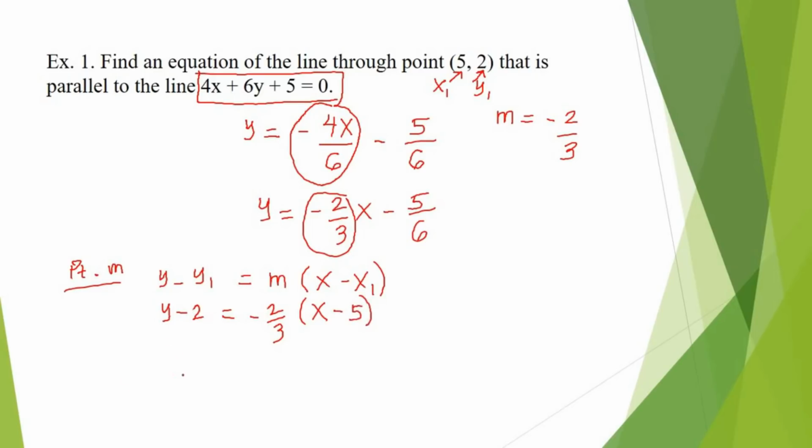Now if we simplify this equation, this becomes 2x plus 3y minus 16 is equal to 0. And this equation is in standard form. This is now our answer.